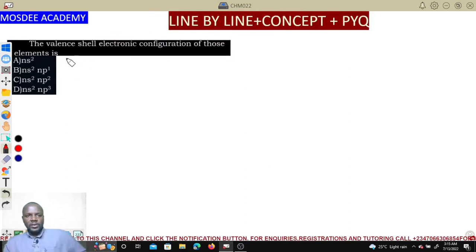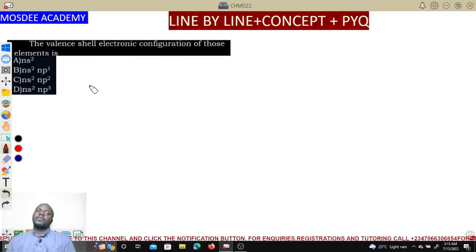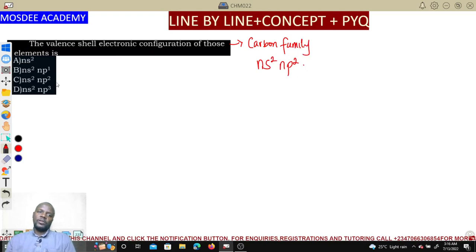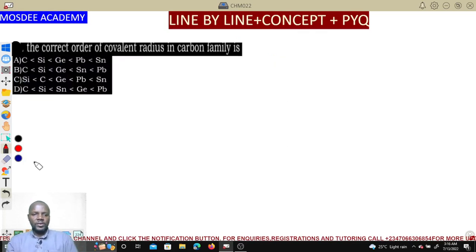The valence shell electronic configuration of elements in group 14 is, we are talking about the carbon family. Please note that. And I've talked about that. Their valence shell is ns2np2. So ns2np2 would be the answer. So that, guys, the next question.